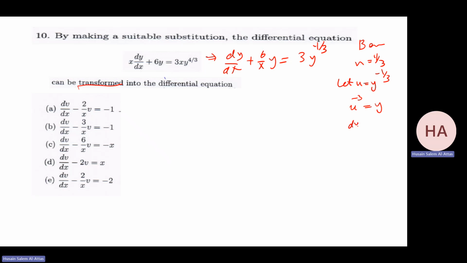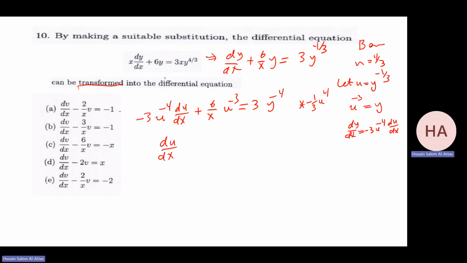So dy/dx will be -3u^(-4) du/dx. Plug it in. I have -3u^(-4) du/dx + 6/(x y), which is u^(-3), equal to 3y^(-4). I multiply by -1/3 u^4. We get du/dx, and that will be -2/(xu) = -1, which is this.